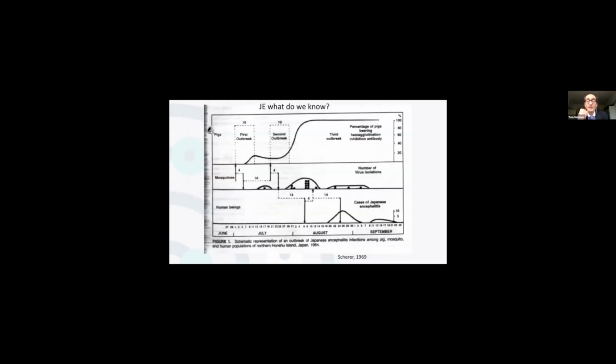Now, in terms of understanding the zoonotic potential of this virus, you can see this is an old slide from 1969, and it was a guy called Scherer who did studies showing that what tends to happen is you get disease in pigs, and pigs miscarry, they have abortions, and then if you're looking at the mosquitoes, you'll see the mosquito numbers go up around that time, or certainly the number of mosquitoes that are infected with virus, and then human disease tends to follow.